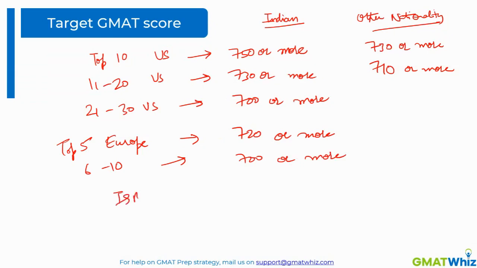For ISB, again, you require a 720 or more if your profile is average. If your profile is great, we have a student who is having an interview with ISB tomorrow. He has a 650 on GMAT. Because of his profile, he's still got a call from ISB, and he's most likely going to convert it as well if he does well on the interview. So profile also matters a lot, but this is just an approximate idea which I'm trying to give you over here.